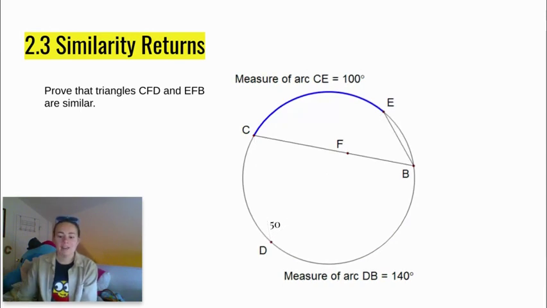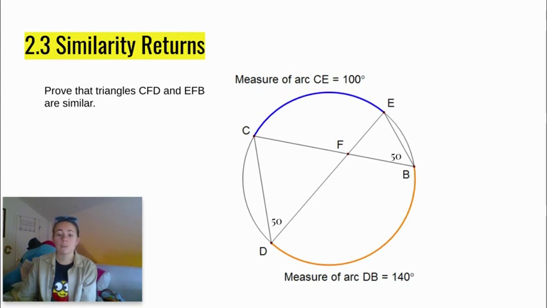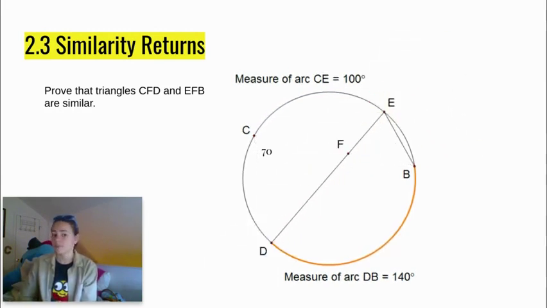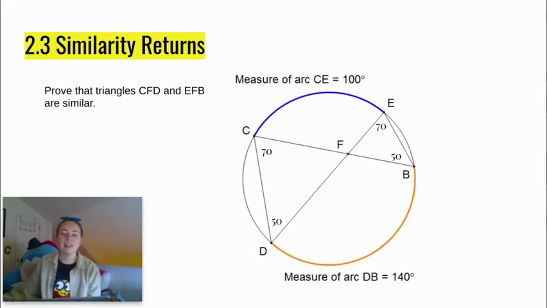This inscribed angle defines the same arc, and therefore it must be 50 degrees as well. So now we know those two angles must be congruent. Using that same idea, we can show that these triangles have other angles in common as well. The measure of angle DCB must be 70, and the measure of angle BED must also be 70. So now we have shown that these triangles have at least two angles in common, which is enough to prove that these triangles are similar by the angle-angle similarity theorem.